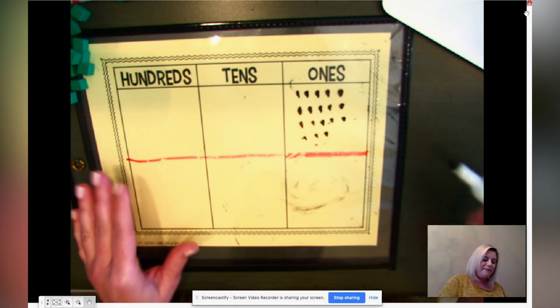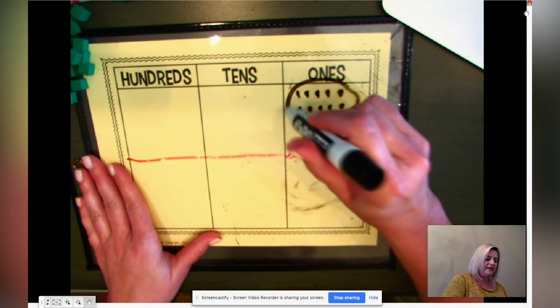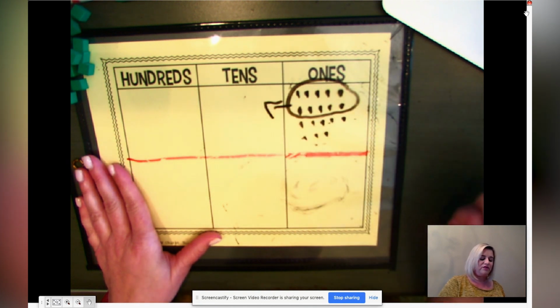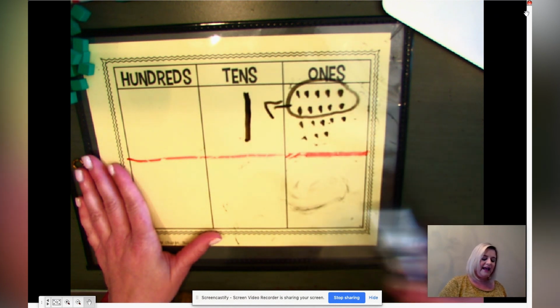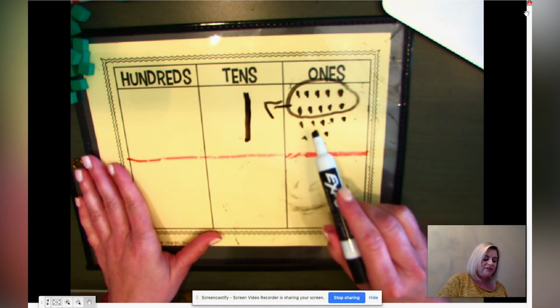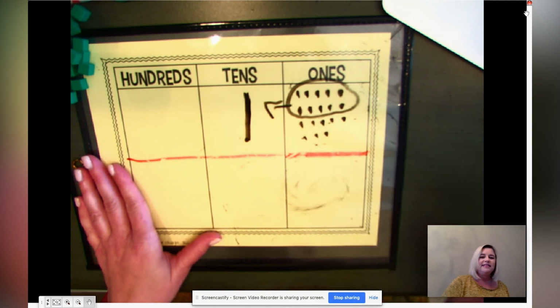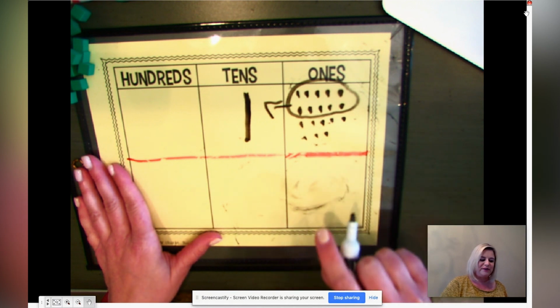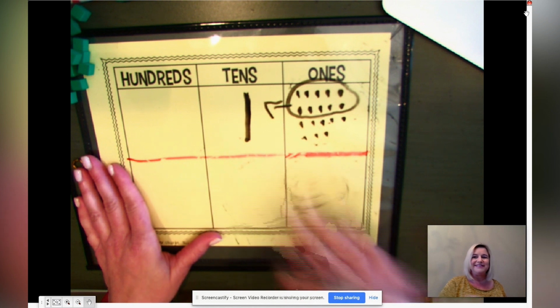Yes, we can bundle a group of 10. Here I am bundling my 10 and I'm drawing the arrow and I'm moving it over. So now I have 110 and how many ones are left? 1, 2, 3, 4, 5, 6, 7, 8. Let's draw and write the different ways you can do this one. So go ahead and write 18 with this model.